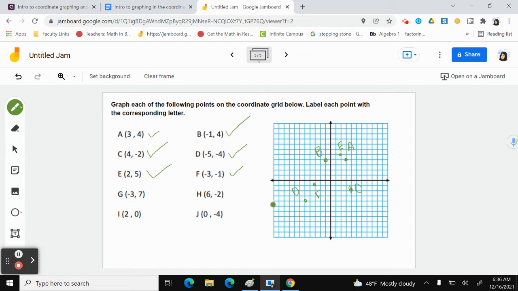G, (-3, 7). Starting at the origin. 1, 2, 3 left. I'm going to go 7 up. 1, 2, 3, 4, 5, 6, 7. H, (6, -2). 1, 2, 3, 4, 5, 6, right? 1, 2, down.